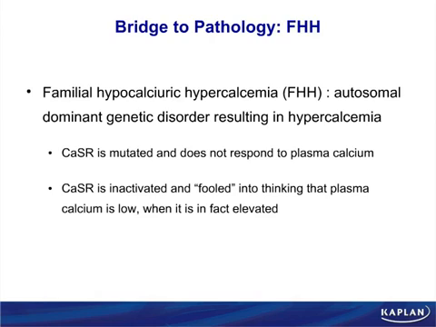And again, in familial hypocalciuric hypercalcemia, there's a genetic inactivating mutation of the calcium sensing receptor, and the calcium sensing receptor does not respond to plasma calcium. Think of it as the calcium sensing receptor being fooled into thinking that the plasma calcium is low when in fact it is elevated, and you're not able to inhibit the reabsorption of calcium. You continue to reabsorb calcium, leading to elevated plasma calcium and low urine calcium. These patients do have very low urine calcium levels.